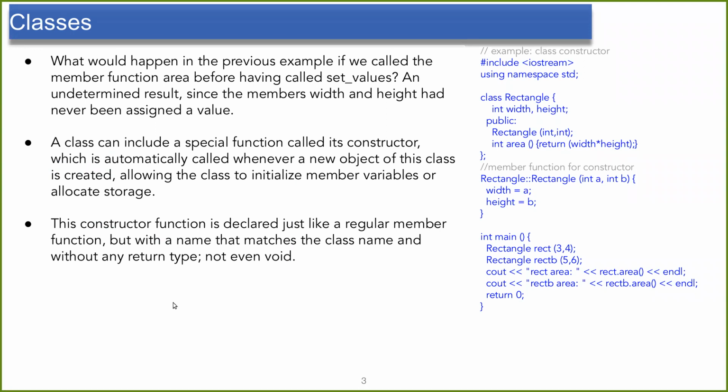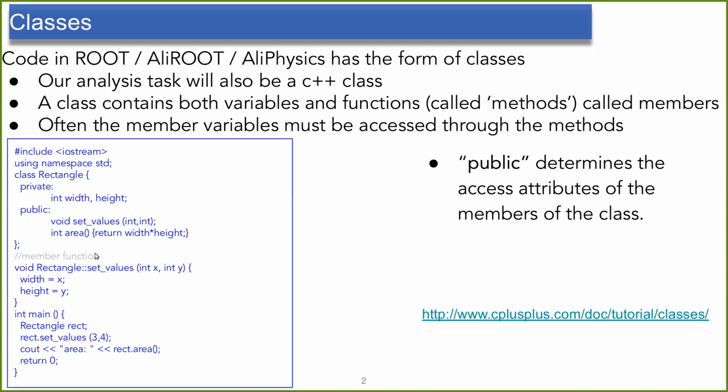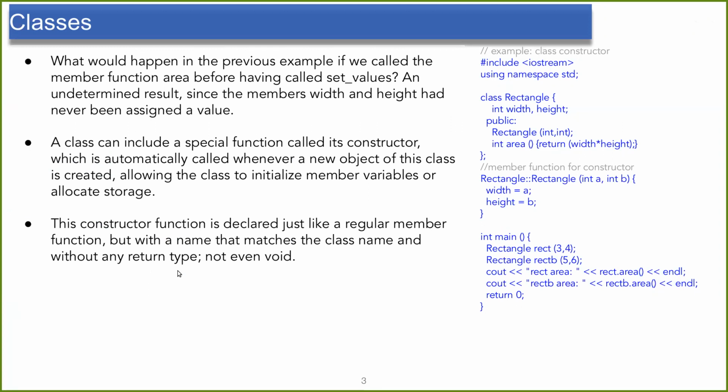This constructor function is declared just like a regular member function. For example, here the regular member function is setValue in this example. So you can define the constructor in a similar way as setValue. But you need to remember that this constructor does not have any type. It cannot be any type like void, int, or double. And you need to put the name the same as the class name.